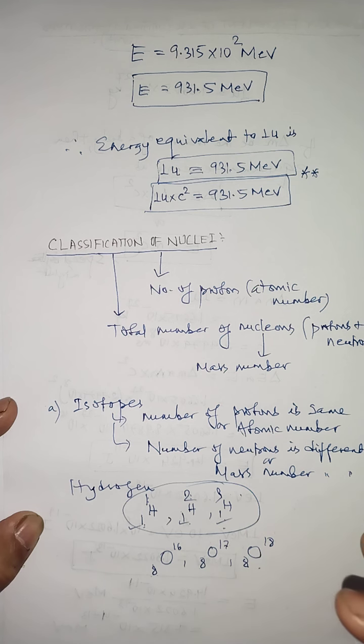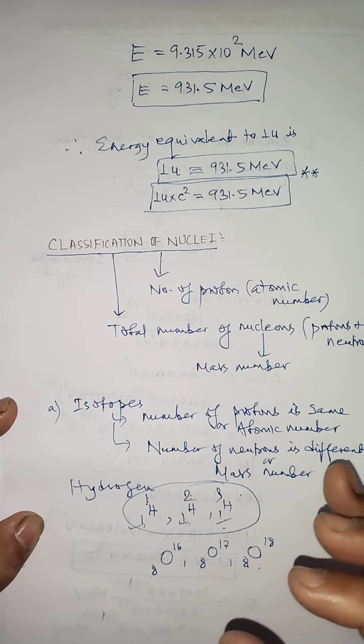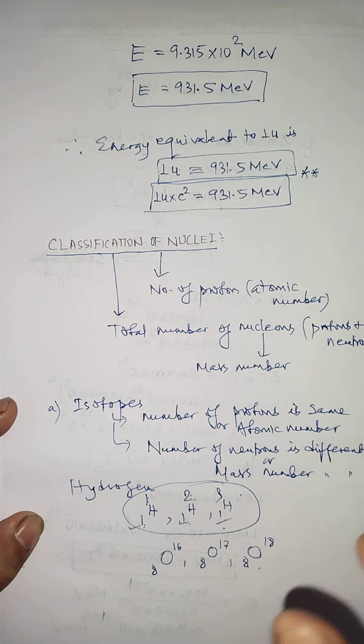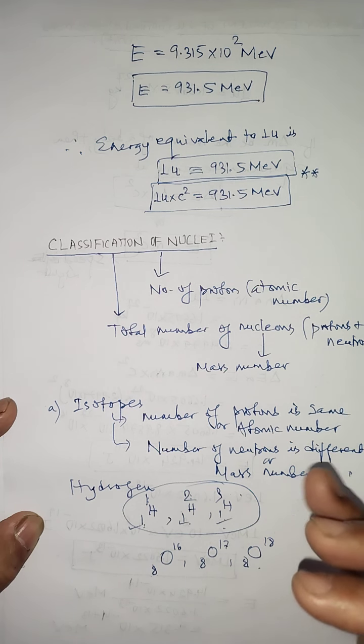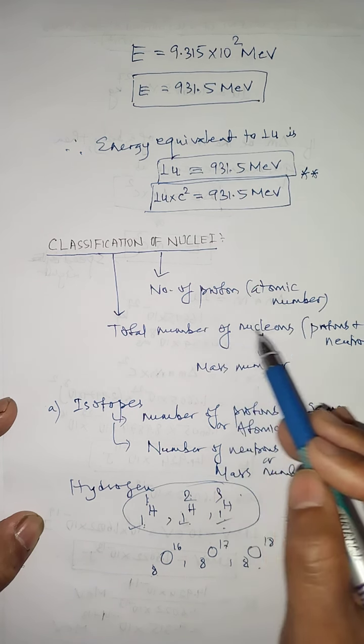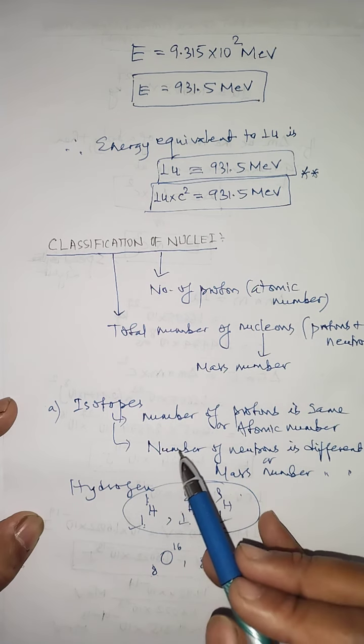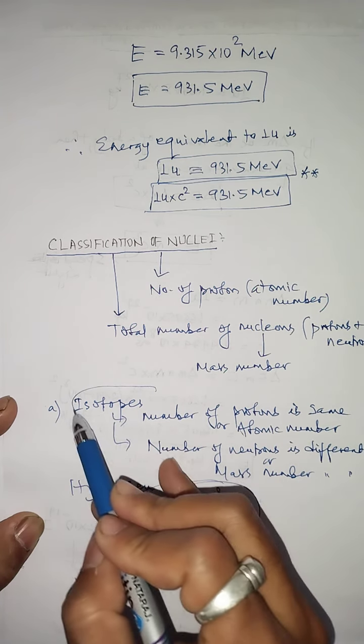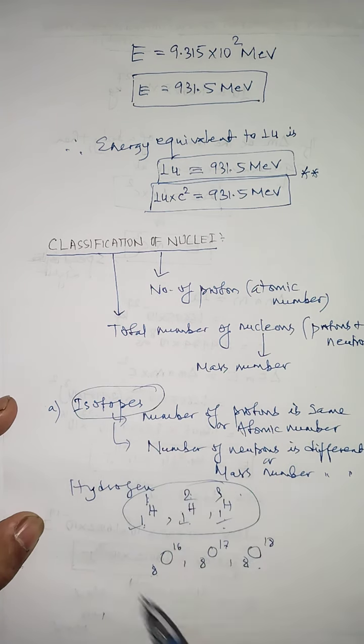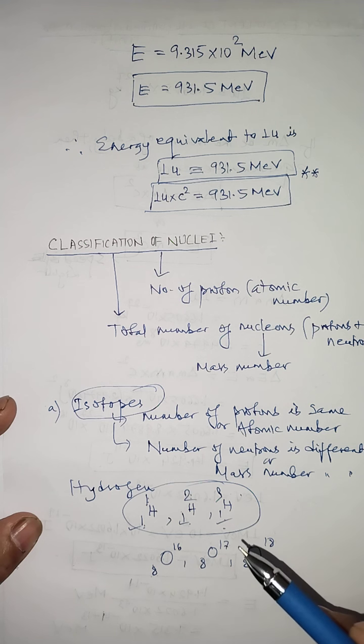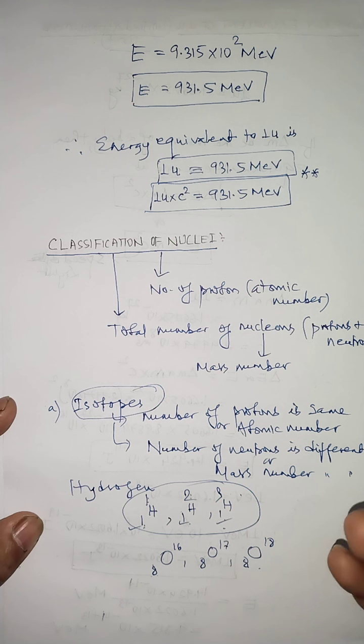So from here I can say that the nuclei of different elements can be classified on the basis of their number of protons and number of neutrons, number of nucleons. And one classification that we have done already is called isotopes. But among these isotopes of different elements, some can be stable or some are unstable. Now stability of any element is also determined by the ratio of number of protons and number of neutrons.